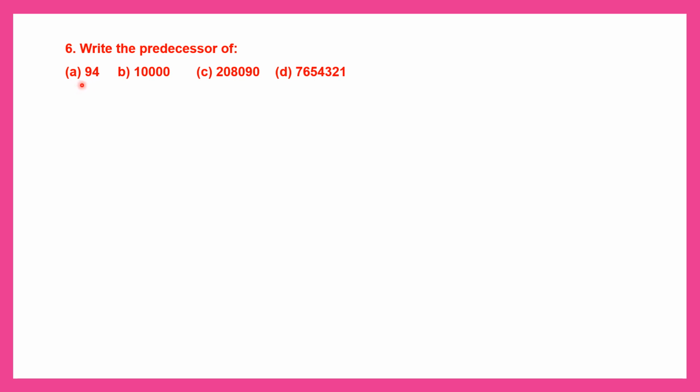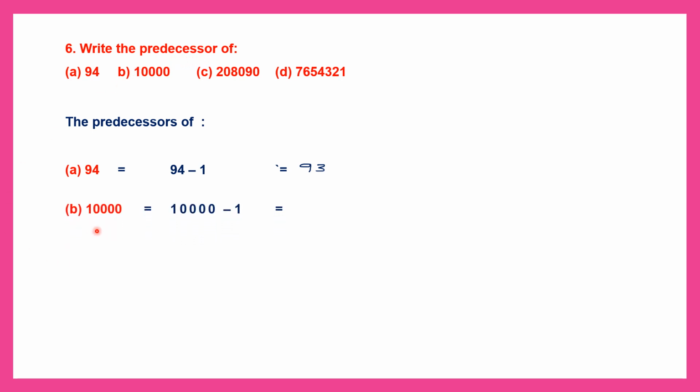Okay, let's begin with all the sums. So the predecessor of the first one, 94, is 94 minus 1. You just have to minus. 94 minus 1 is 93. Next one, we have 10,000 here and 10,000 minus 1 will give us the predecessor. So let's do that.